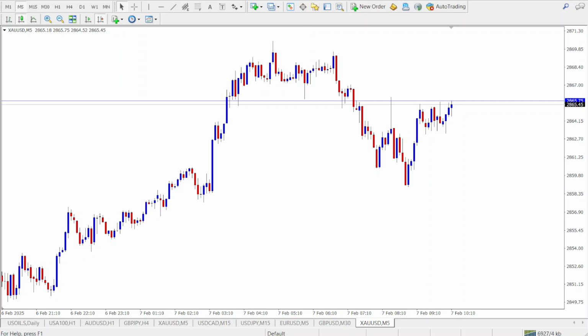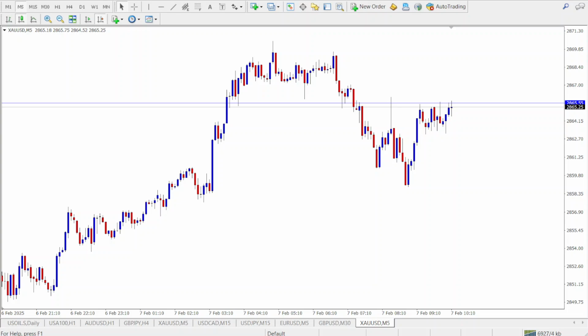Are you struggling to find the best trade entries and exits in the Forex market? The Fibonacci retracement strategy is a powerful tool that can help you identify key price levels with trade precision.